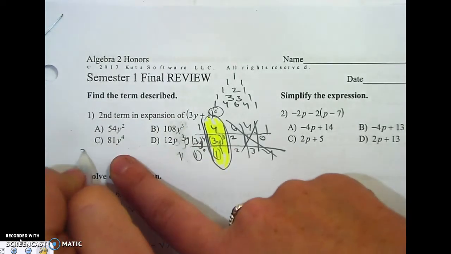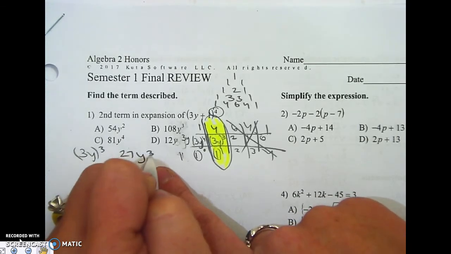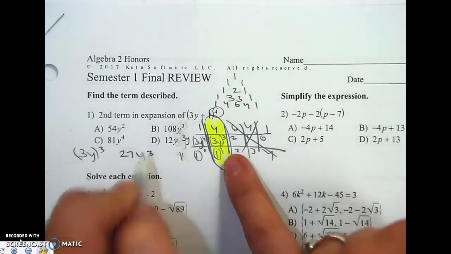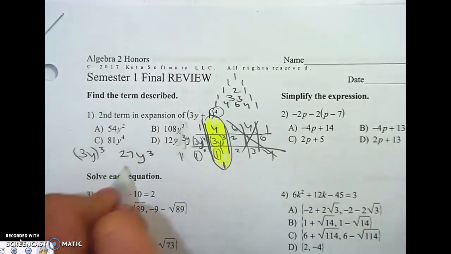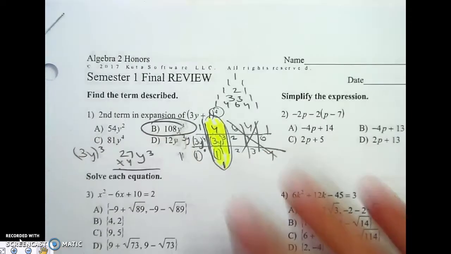So I'm going to do 3y cubed, which is 27y cubed, times 1. 1 to the first is 1, times 4. So 27 times 4 is 108, y to the third.